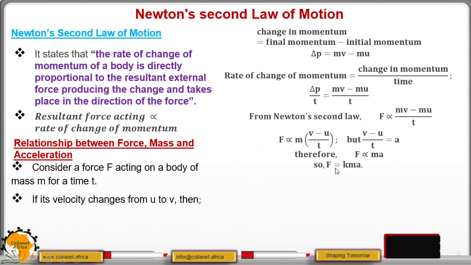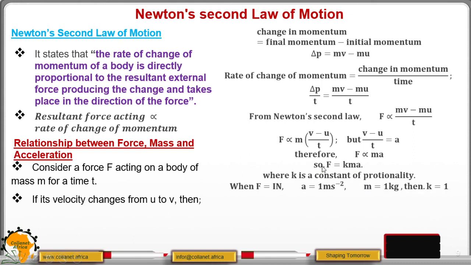So if you replace the sign of proportionality with an equal sign and a constant, you get that F is equal to kma, where k is the constant of proportionality. When F is equal to 1 Newton, a will be 1 meter per second squared, m will be 1 kg, and if that is the case, then k will be 1, and therefore F is equal to ma.